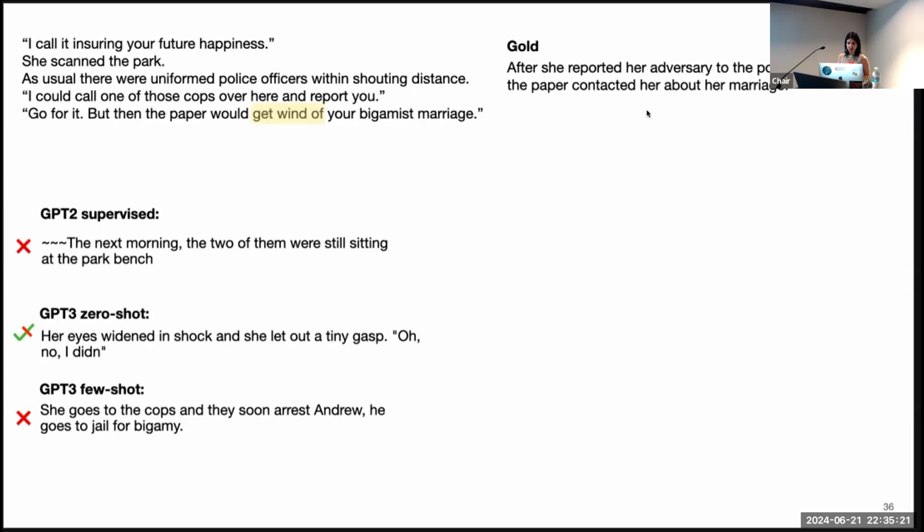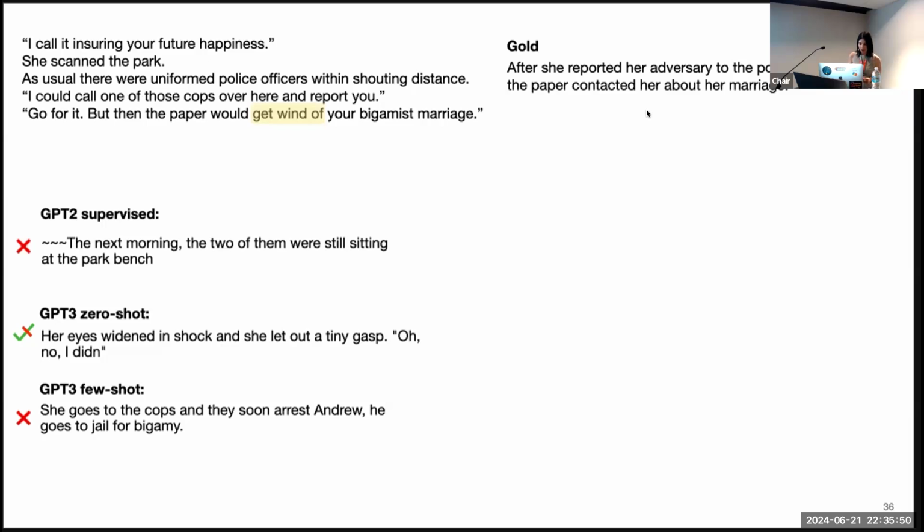"The next morning, the two of them were still sitting at the park bench." Very unlikely that this difficult conversation with the threat continued for the whole night. GPT-3 zero shot generated: "Her eyes widened in shock and she let out a tiny gasp. Oh no, I didn't." So this is not bad, but it just cut in the middle. But that's, I guess, our fault for too small a number of maximum tokens.